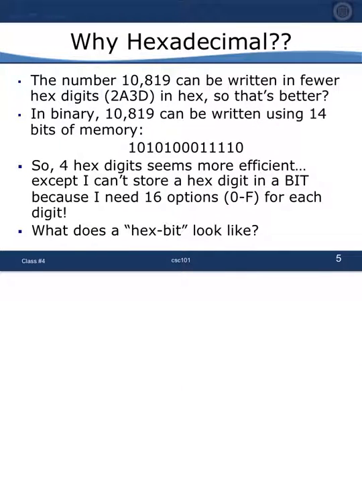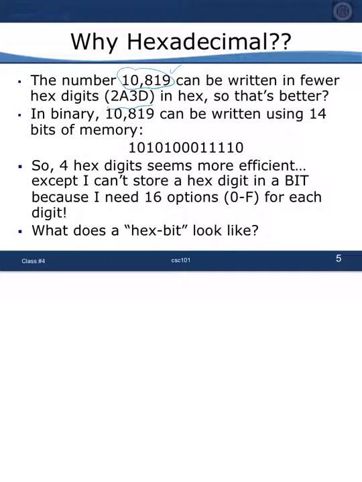So on the one hand, in our world, this number, which we know is 10,819, needs 5 digits, right? 5 base 10 digits. There, you can see them right there. So in hex, which is where we started this problem, it was 2A3D. So in hex, you can actually write it with fewer digits than in our world.